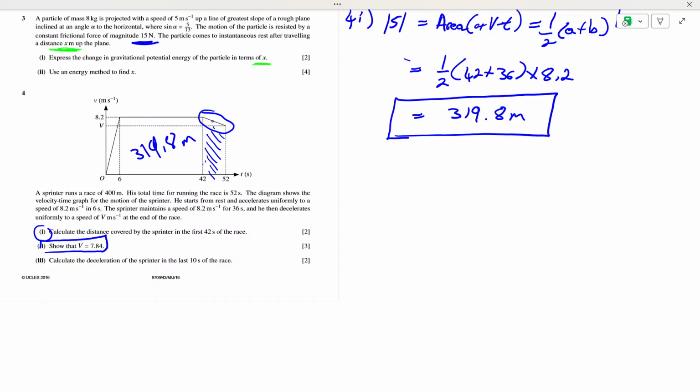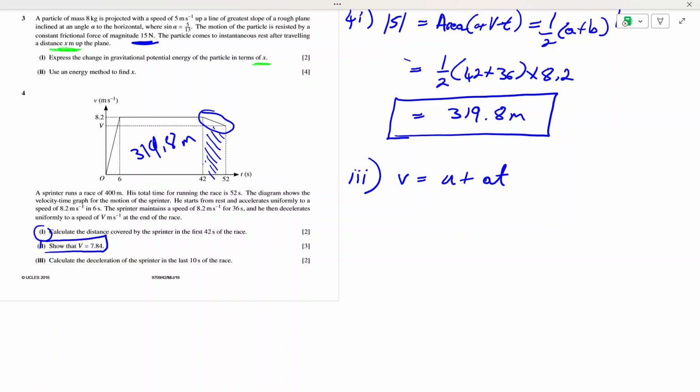So I'm going to use the suvat equation, since as you can see, the deceleration is constant. It's just a straight line with a constant gradient. That's the simplest way to go about it. The suvat equation that I'm going to use is v equals u plus at. Remember, you can use suvat equations as long as the acceleration is constant.